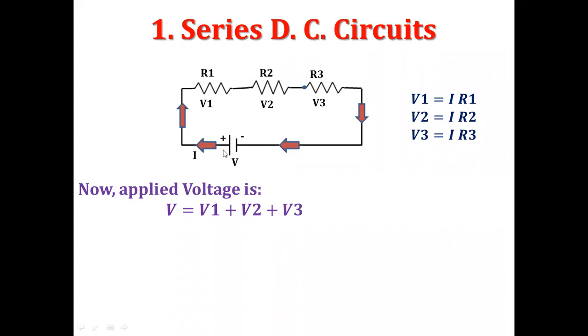Next, what you do? You keep it the same as it is. But V1, what is the formula for V1? This is IR1. You substitute V1 equal to IR1, here IR2, here IR3. You can write down IR1, IR2, IR3 over there. So from this equation, we can see here also I is there, here also I is there, here also I is there. You can take I outside as a common factor.